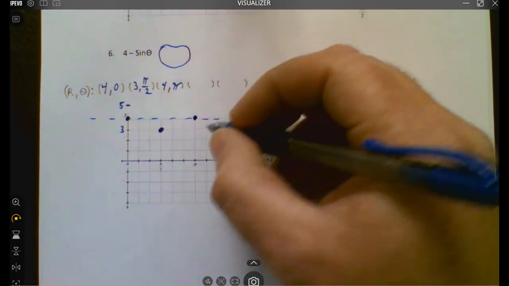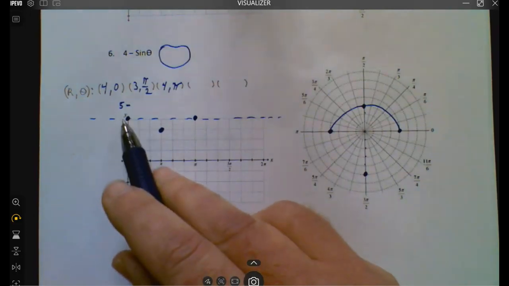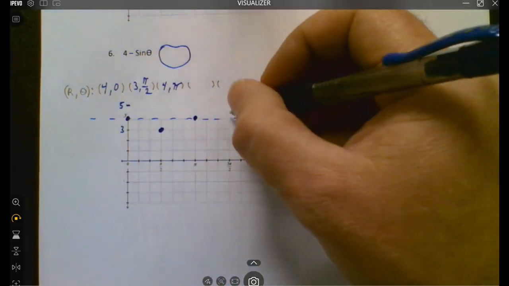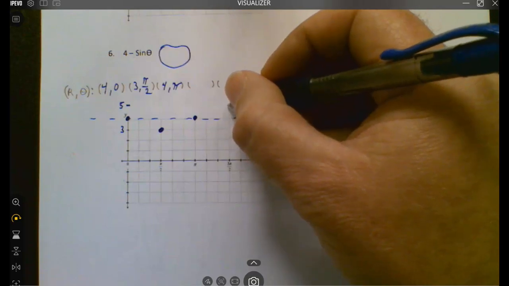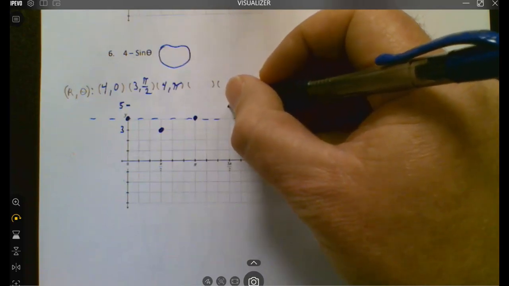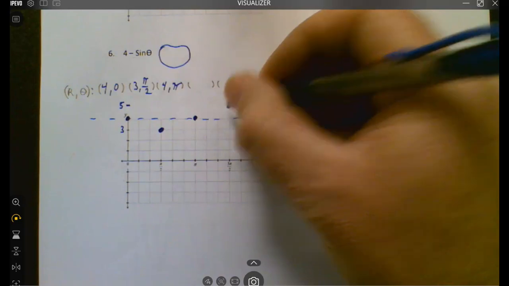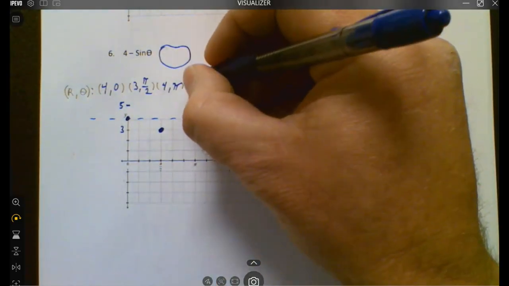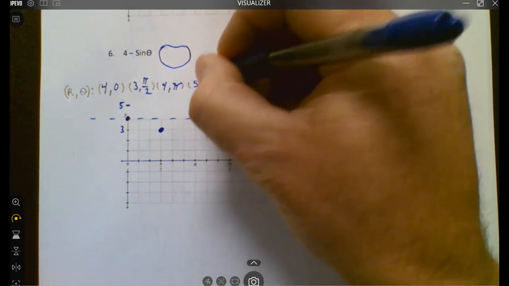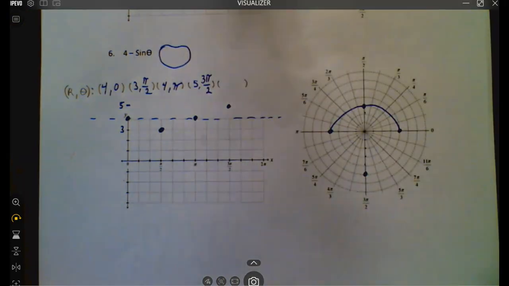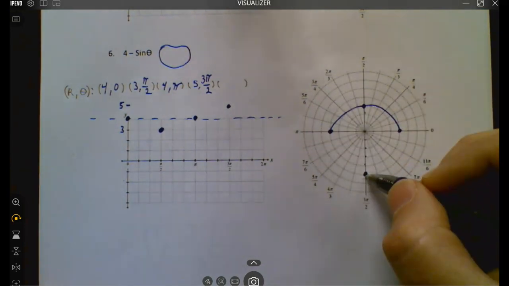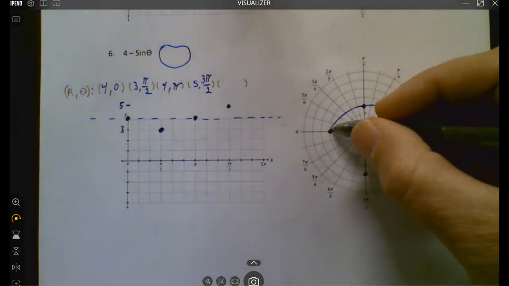Keep going. So we went from our 0 back to our minimum, back to a 0, back to a maximum. So we're going back up. So at 3 pi over 2, I'm now at my radius of 5. So if I were to go 5, and then 3 pi over 2, I'm here. So that's where it's headed next.